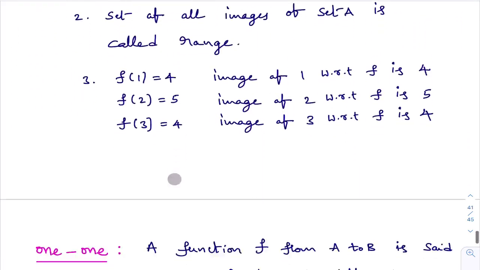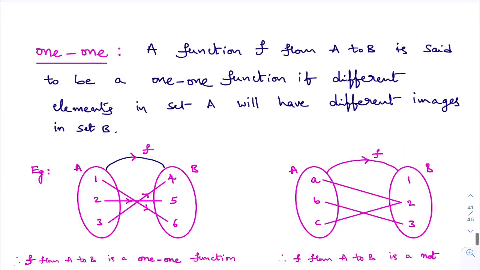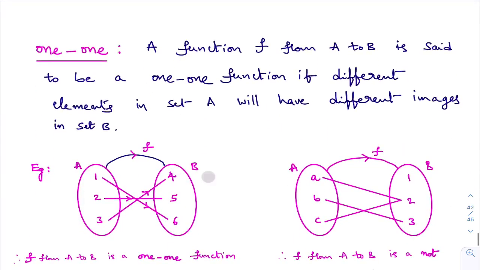Now we will learn the definition of 1-1 function. What is 1-1 function? 1-1 function is also known as injective function, injection. What is 1-1 function? Try to understand. First of all, f must be a function. A function f from A to B is said to be 1-1 function if different elements in set A will have different images in set B.